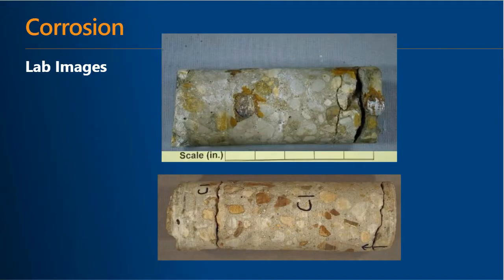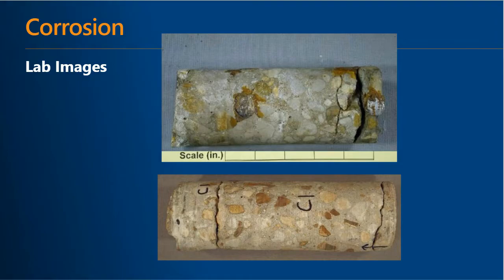So corrosion can be very easy to identify if your core sample has intersected reinforcement, especially if that reinforcement is showing signs of corrosion already, whether that's iron oxide staining or section loss. But if you have a core sample that does not intersect reinforcement, and so you don't get some of those features, it can be very difficult to rule in corrosion as the mechanism at play.